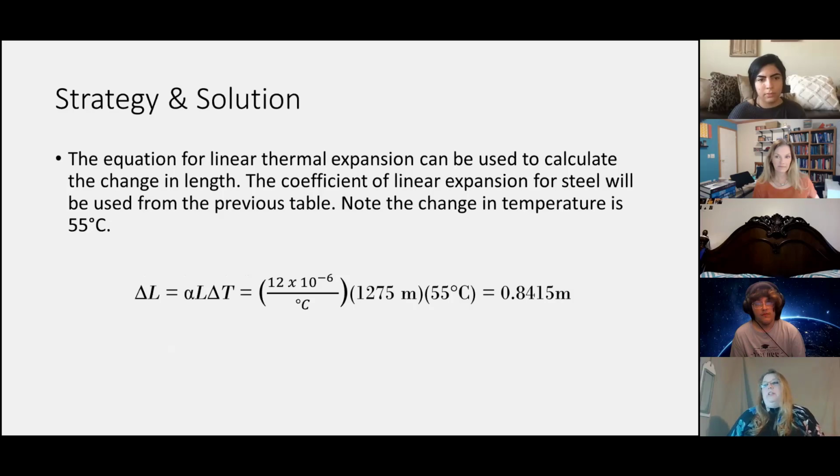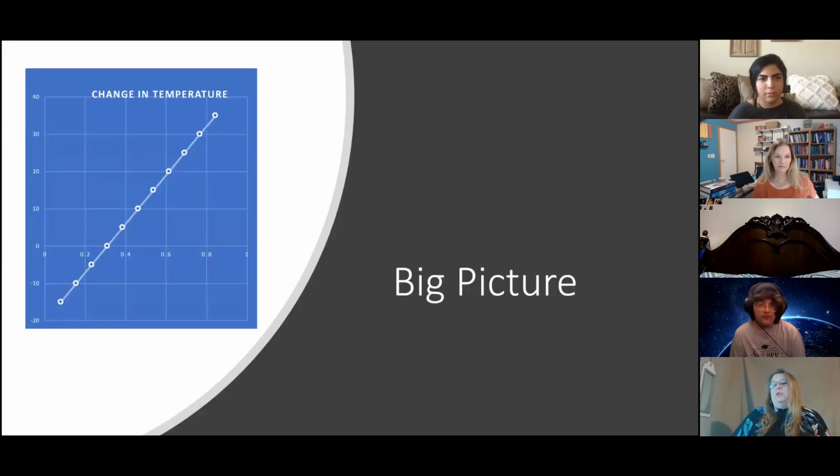The equation for linear thermal expansion can be used to calculate the change in length. I located the steel coefficient and multiplied that by the length of the bridge at its coldest. Then I multiplied that by the change in temperature. 40 degrees to below 15 degrees is a change in temperature of 55 degrees. So a bridge can extend by about 0.8 meters with a temperature change from below 15 degrees in the morning to 40 degrees in the afternoon.